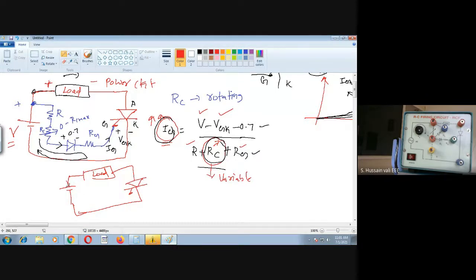For example, if you have AC here, instead of having DC, what do you find out? Just see the power circuit, only the power circuit. It's nothing but a half wave rectifier.